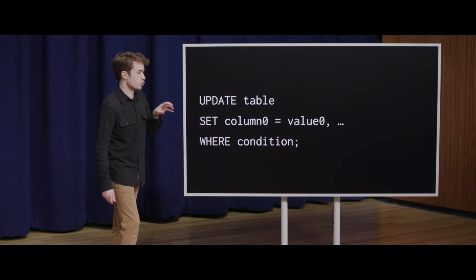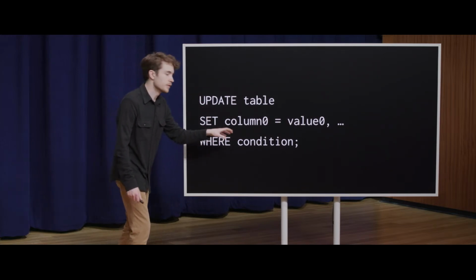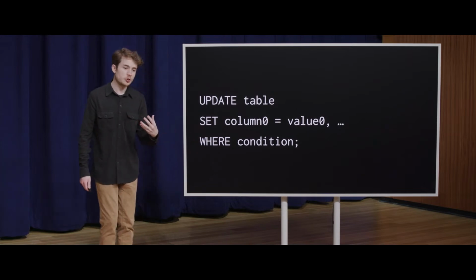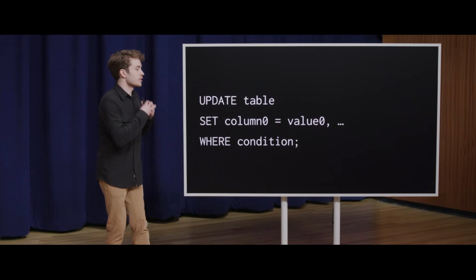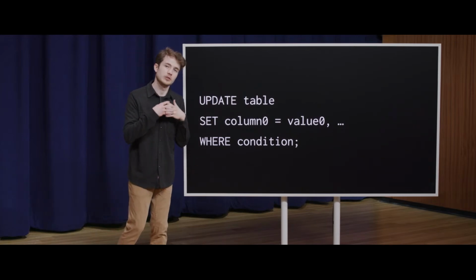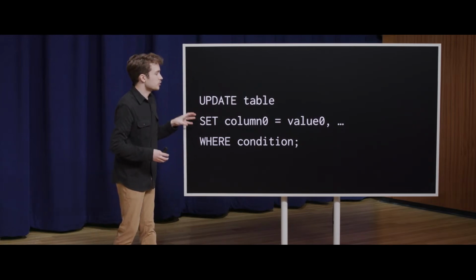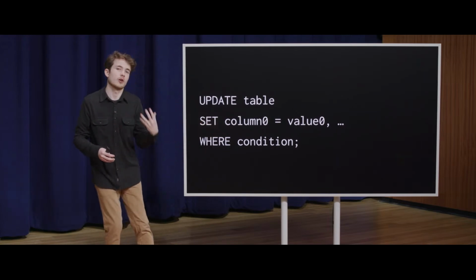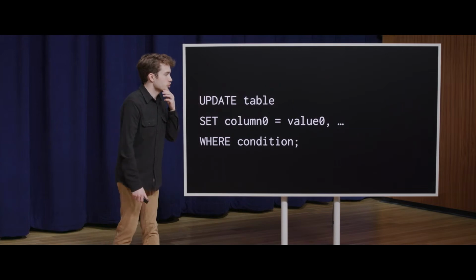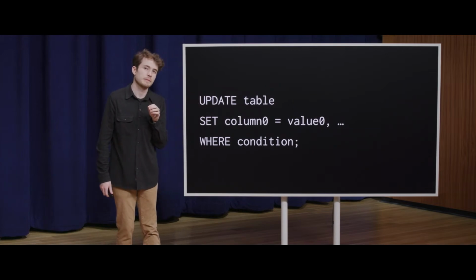Then comes this where portion, where some condition is true. I want to make sure I don't update all of my rows. I only update those where some condition is actually true. So this is your syntax for updating some columns. Let's say if you want to change an artist attribution, or if you want to change a typo you've made.